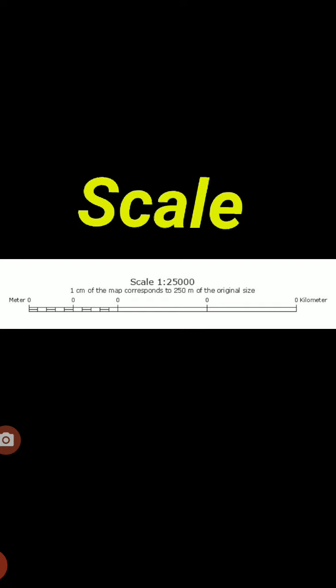Scale is the ratio between the distance shown on the map and the actual distance on the ground. Suppose the scale is in the map, see here, the map on the right corner, top to the north corner, north of this map, we find the index. In this index, south to the index, down to that index, they have given the scale.